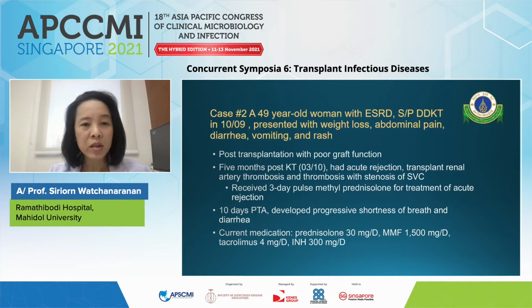This is a second case of a 49-year-old woman who had a kidney transplant in 2009. She presented later with weight loss, abdominal pain, diarrhea, vomiting, and rash. Post-transplant, she had poor graft function and was diagnosed with acute rejection about 5 months after transplant. She was treated with pulse methylprednisolone, and then changed to maintenance immunosuppression of high-dose steroid, prednisone 30 milligrams per day, and then MMF of 1,500 milligrams per day, Prograf, and INH.